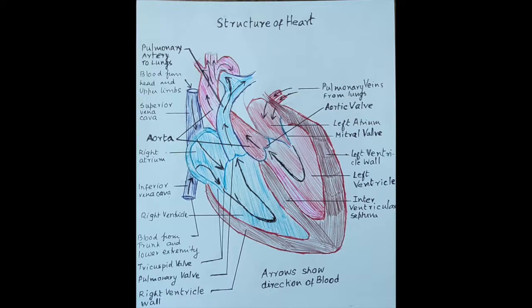From the great veins, the venous blood drains into the right atrium, then to the right ventricle, and through the pulmonary artery to the lungs. Back from the lungs after oxygenation, through the pulmonary veins into the left atrium, then to the left ventricle, and through the aorta to all over the body. Now, let us see the circulation of blood in a little more detail.